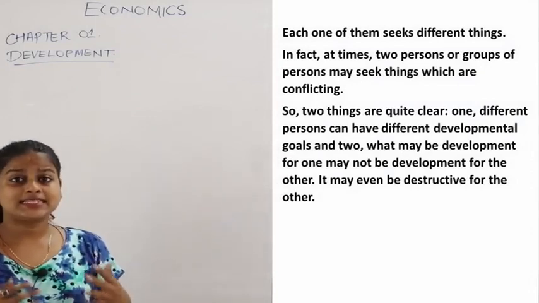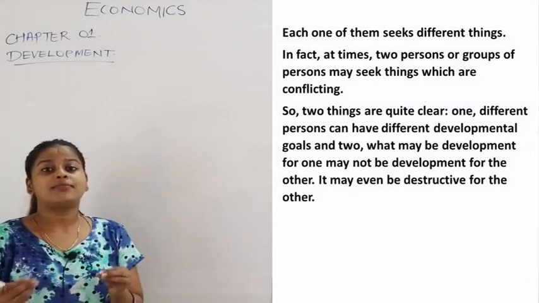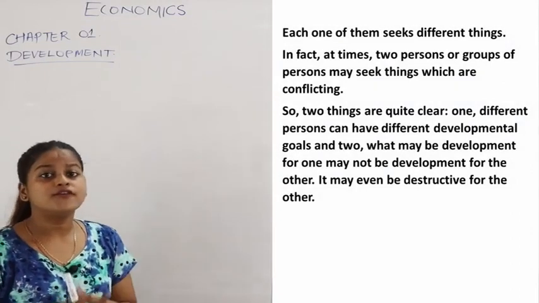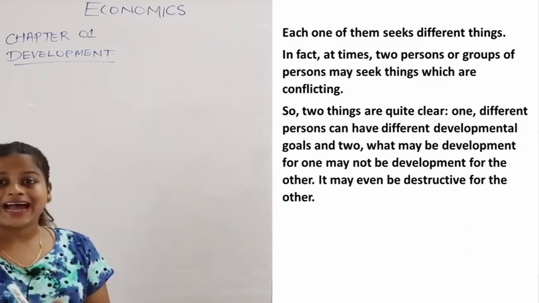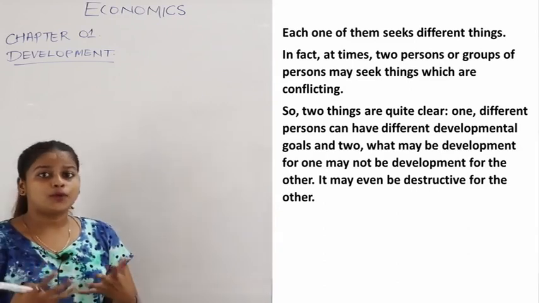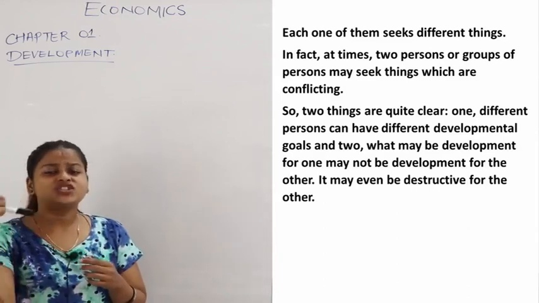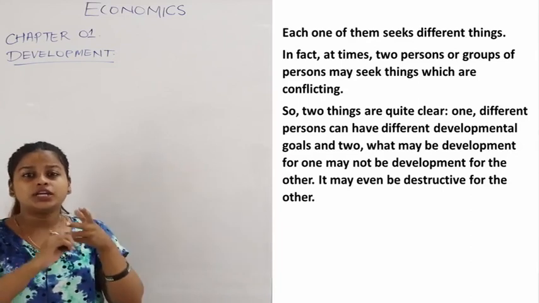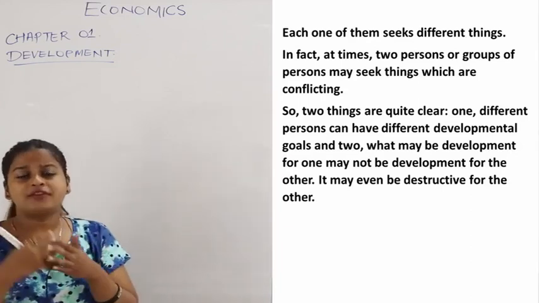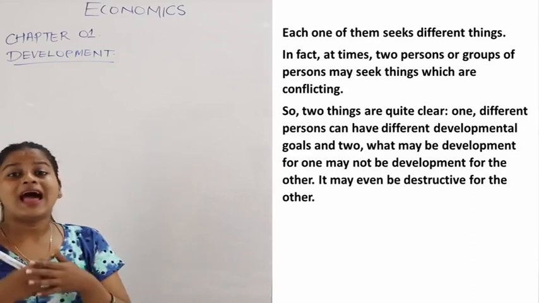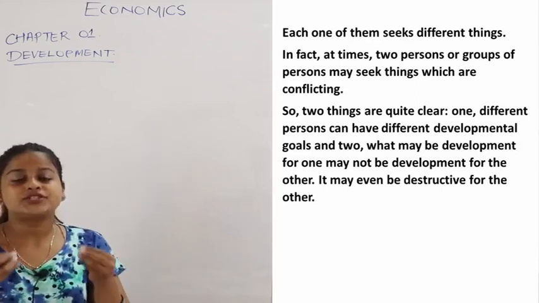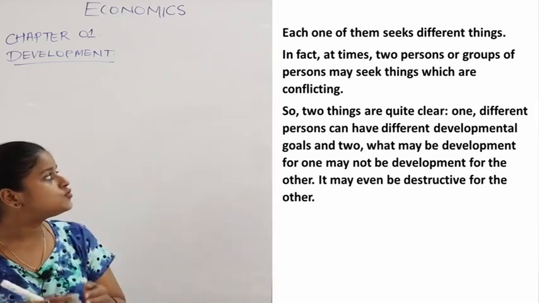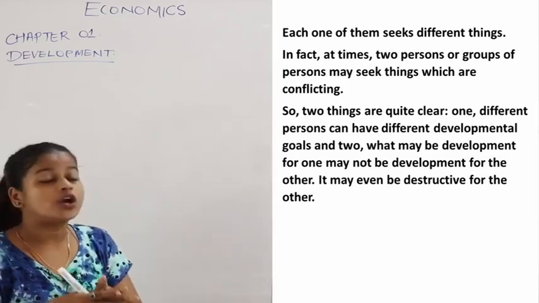Now, as I said, for a girl and a boy there are different opportunities and different freedom. Similarly, a farmer would want dams and a proper flow of water. So for each individual, for example a doctor, a teacher, a lawyer, different categories of people will have different aspirations and desires about development. In fact, at times, two persons or a group of persons may seek things which are conflicting.